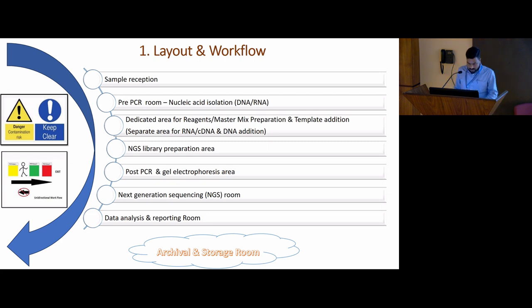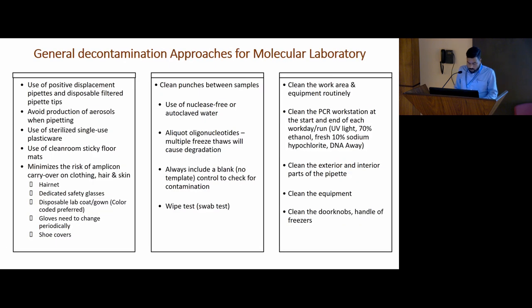So these are the general decontamination approaches for a molecular laboratory. Use of positive displacement pipettes, disposable filter tips, and sterilized single-use plastic waste is also required to minimize the risk of amplicon carryover on clothing, hair and skin. So hairnets and dedicated safety glasses need to be used. Use nuclease-free or autoclaved water and aliquots; nucleotides and multiple freeze-thaw cycles will cause degradation, which has to be considered. Wipe tests or swab tests can be implemented regularly.